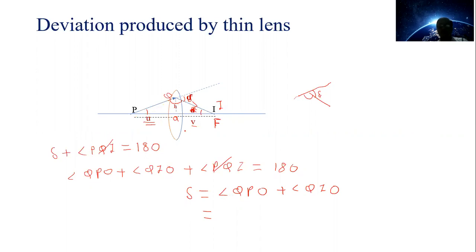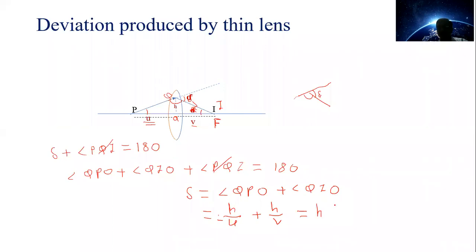Tan of this angle is front side upon adjacent side, that we write here H upon U. But the object distance is to the left side here, and therefore it is negative. U is negative here. Plus, again here, H upon V. This angle, angle QFO, is equal to H upon V. We can take H as a common factor here.